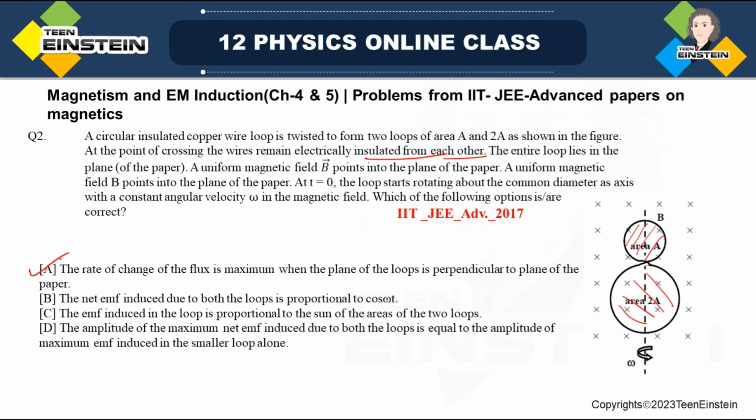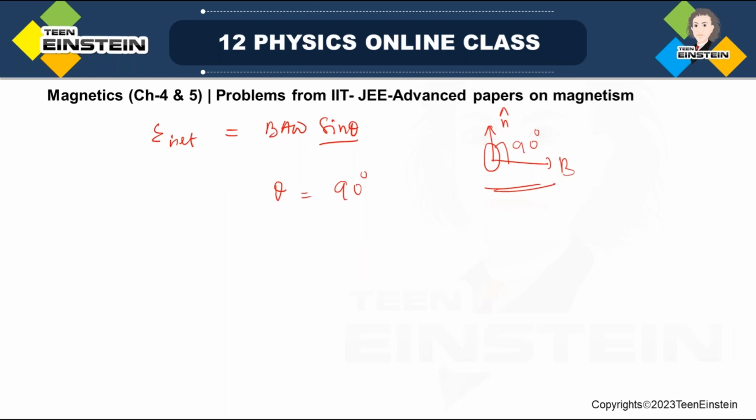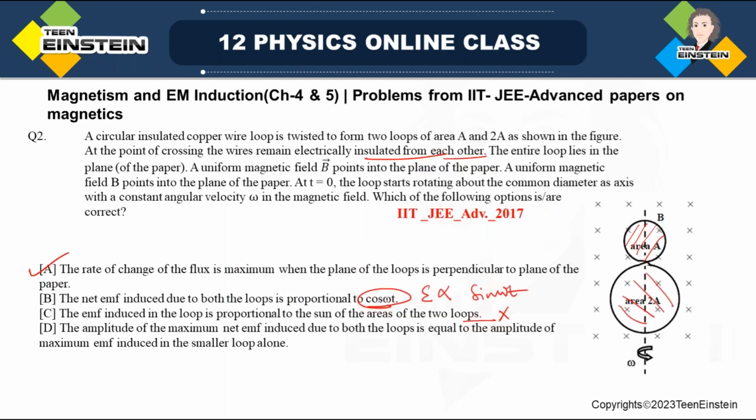Now let us see, the net EMF induced due to both the loops is proportional to cos omega t. Now this is actually wrong: EMF is proportional to sin omega t, not cos omega t. It is EMF; flux is this. The net EMF induced in the loop is proportional to the sum of the areas of the two loops. No, this is also not true. We have already calculated, that is BA cos omega t, that is the net.